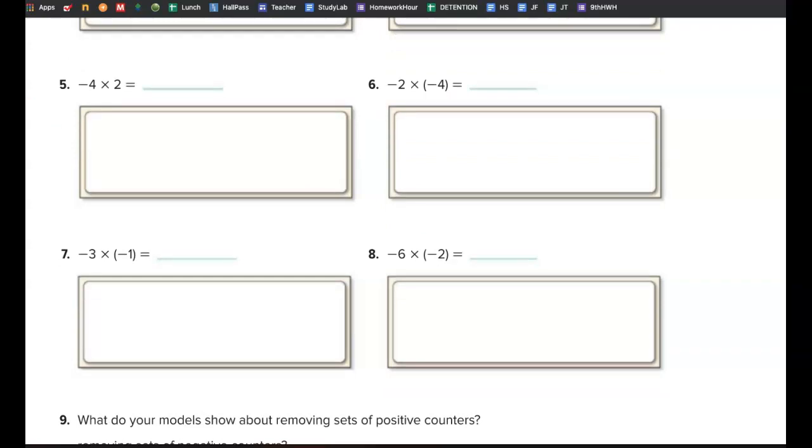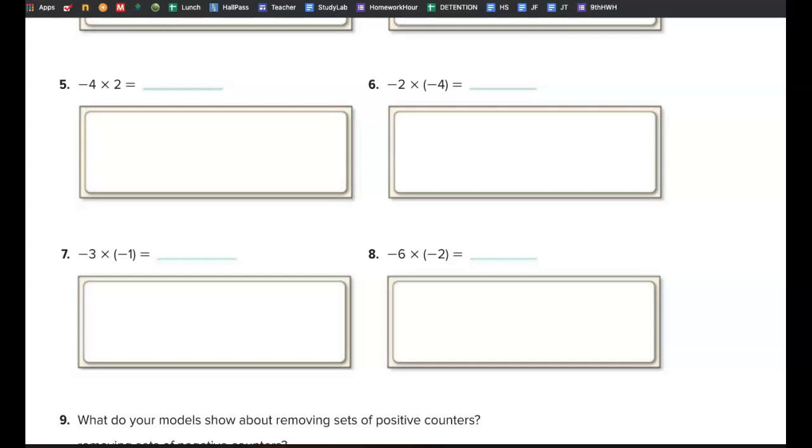Number 6 says to take away 2 groups of -4. Isn't that what we just did? Yeah. Okay, let's skip that one. Let's go to number 7. You shouldn't get that one wrong because it's the one that we just did. So number 7, we need to take away 3 groups of -1.